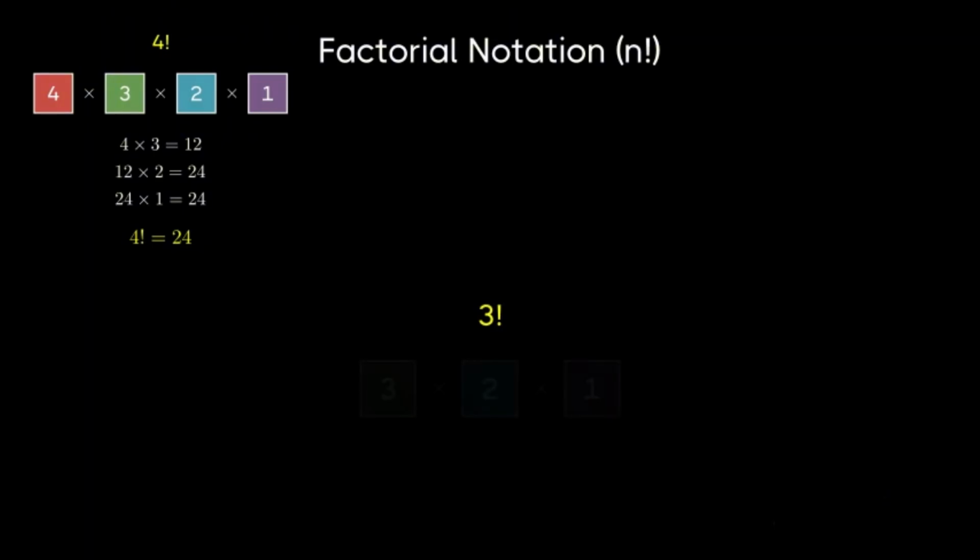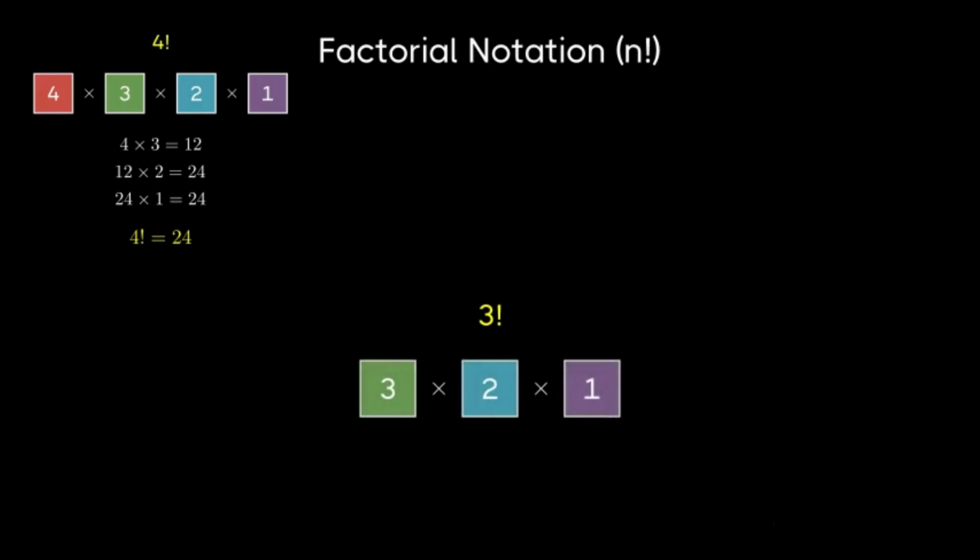3 factorial means we multiply 3 times 2 times 1. Note that these are the same colored blocks we used for the last part of our 4 factorial calculation, but now they form their own complete factorial. Following our step-by-step approach, we first multiply 3 by 2, which gives us 6.